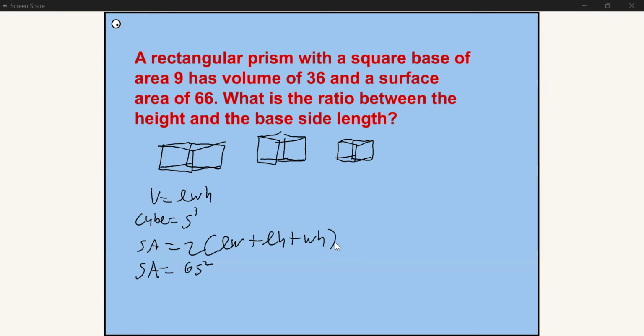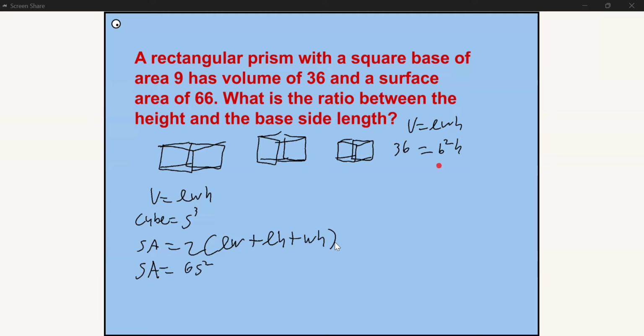A rectangular prism with a square base of area 9 has a volume of 36 and a surface area of 66. What is the ratio between the height and the base side length? Okay, so it's nice. We're going to do volume, so it's going to be V equals LWH. But here the L and W are the same thing, so we can call that B squared H equals 36.